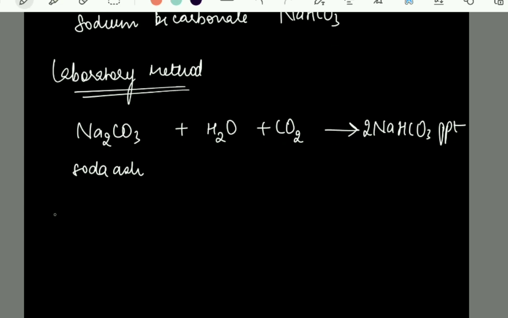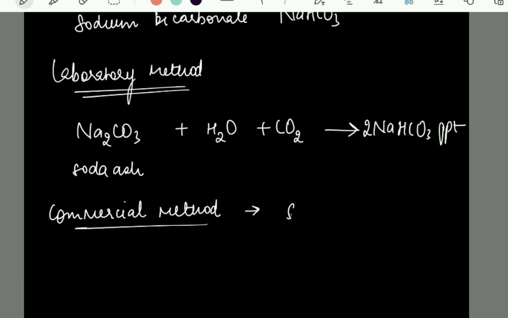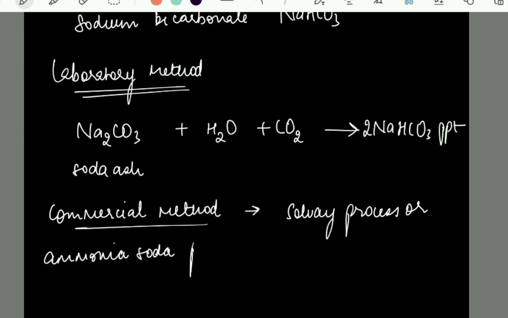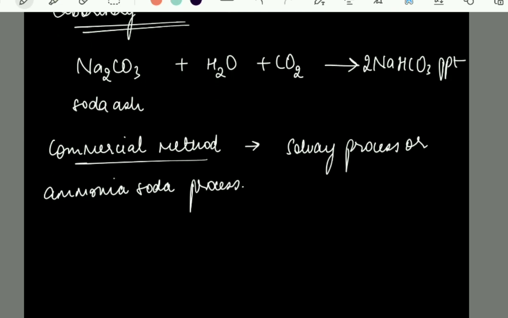Now if we come to the commercial scale, then we use this famous process, that is the Solvay process. We even call it the ammonia soda process. Now over here we will get sodium bicarbonate as an intermediate product. We use the same method, the Solvay process, for washing soda manufacture also. Washing soda is sodium carbonate decahydrate.